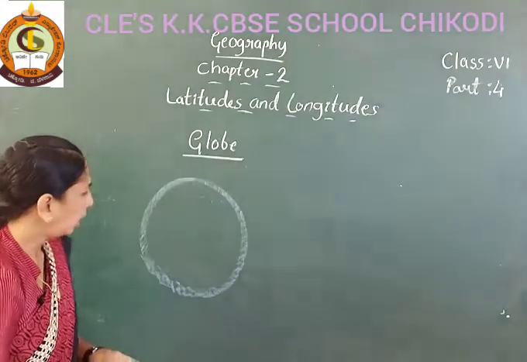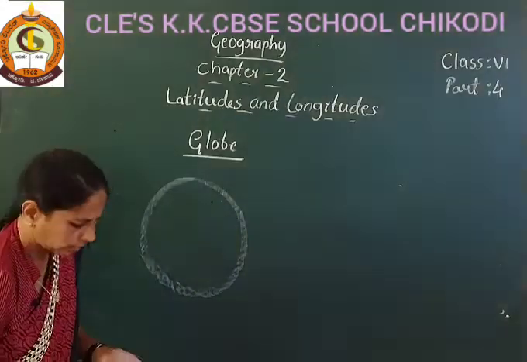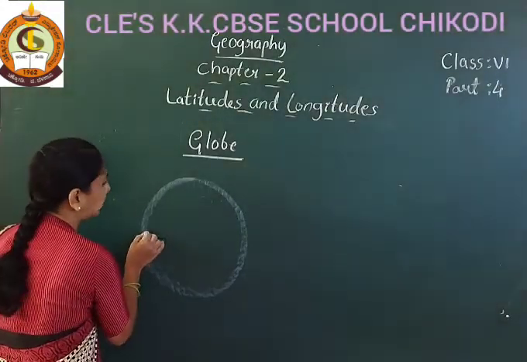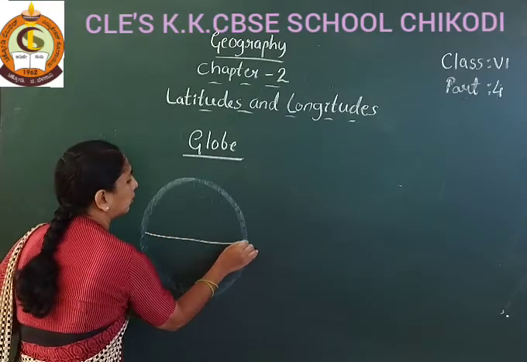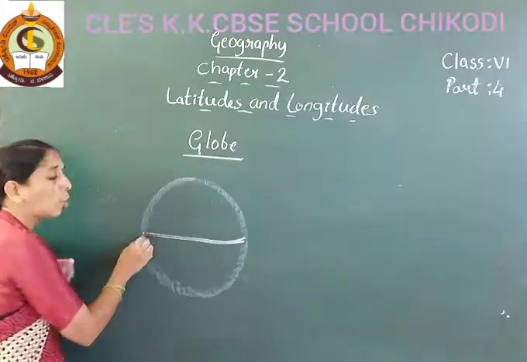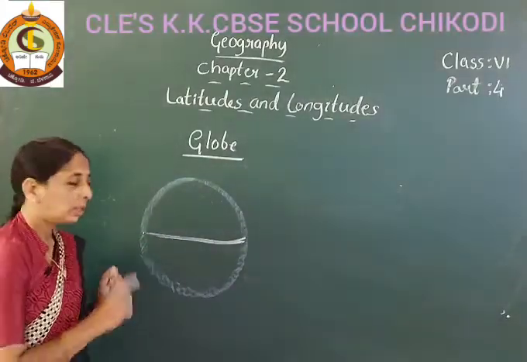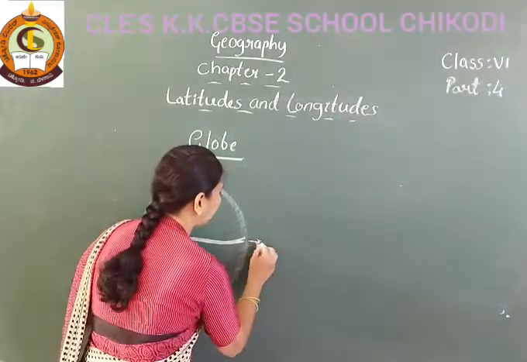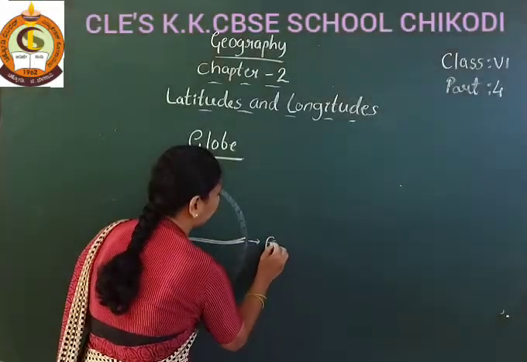And in this globe, you can see here, what is this? This is one horizontal line. This horizontal line is the equator.